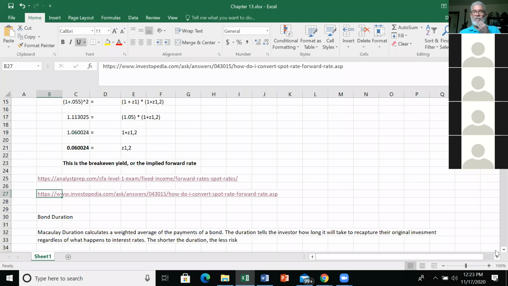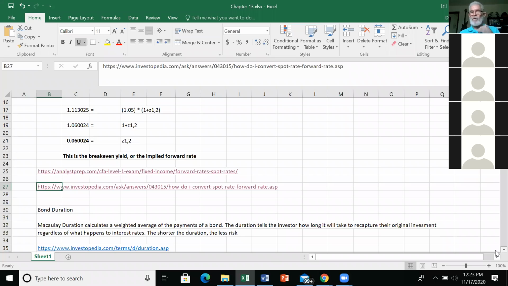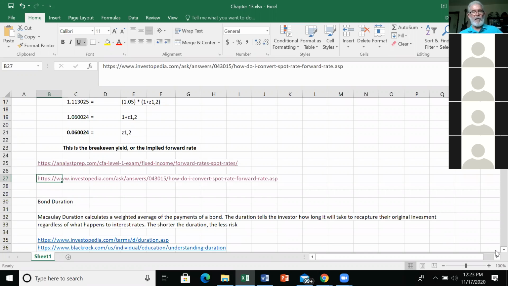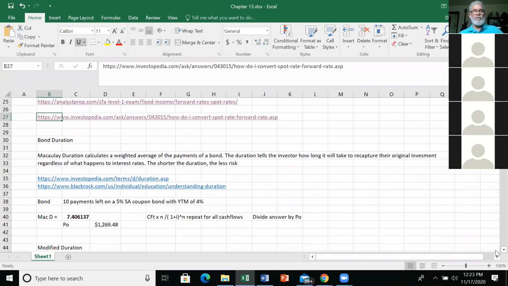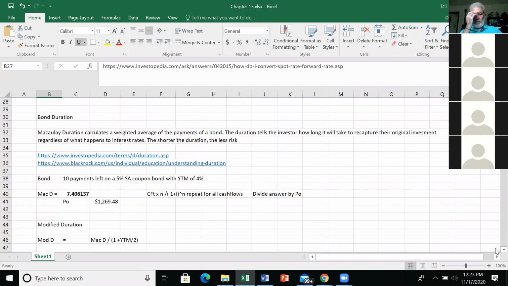The second thing you're going to have to learn to calculate, which is good for you to know from finance, is bond duration. And it's a little tricky. The book makes it a little bit hard to understand. The way to think about it, duration is kind of a weighted average payment of the bonds. So basically, the most important thing is that duration tells the investor how long it will take to capture their original investment.